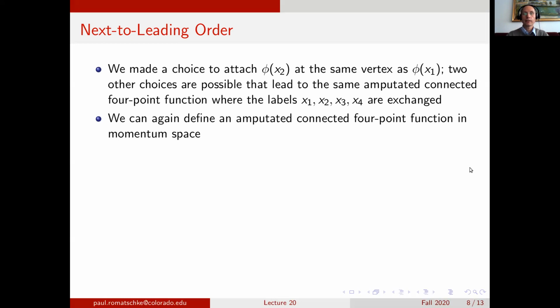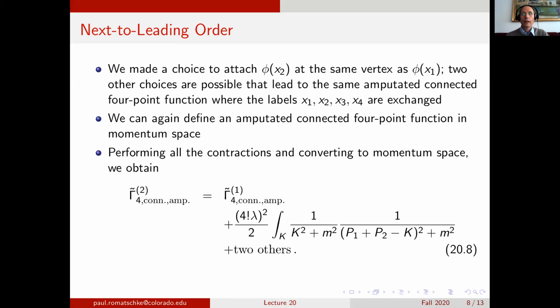Having done so, we can again define the amputated connected 4-point function in momentum space. From the contractions, we find all the respective free propagators that we have to evaluate. It turns out that for this first contribution, where we have attached phi of x2 to the same vertex as phi of x1, we get the following integral contribution to the second order amputated connected 4-point function. And then there are the 2 others where we attach phi of x2 to other vertices.